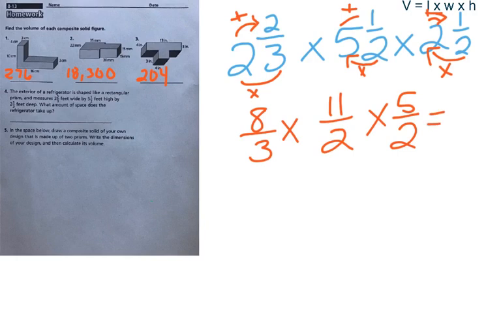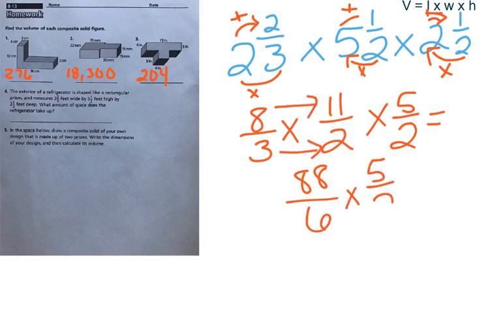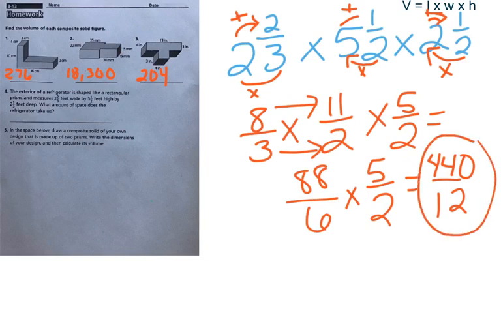8 times 11 is 88, and 3 times 2 is 6, and then you're going to multiply that by 5 over 2, and 88 times 5 is equal to 440, and 6 times 2 is equal to 12. So you're coming out with 440 over 12, and you need to then divide 440 divided by 12.